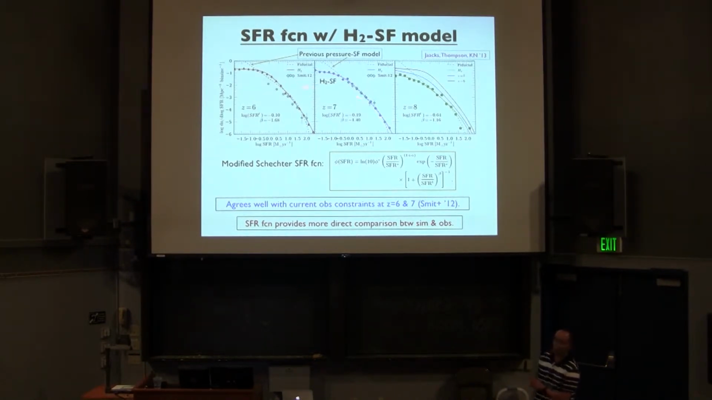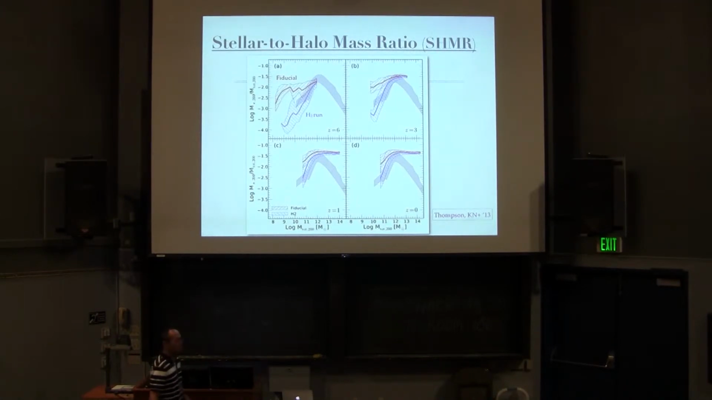And this function also has an additional turnover at the very low star formation rate regime, which we can also fit very nicely with the modified Schechter function. So this provides a more direct comparison between simulation and observation, additionally to the galaxy stellar mass function and luminosity function. Okay, so these are the FLASH results.